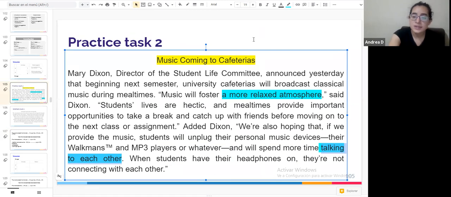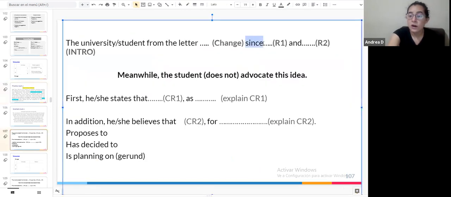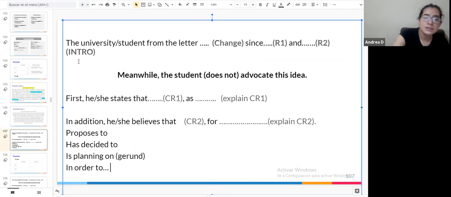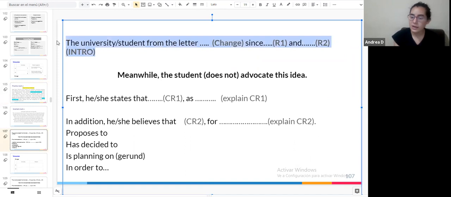You can use the word since here, that means because, or you can also sometimes use the word in order to, which might be a bit shorter sometimes. You could say, the university proposes to broadcast music in the cafeterias in order to create a more relaxed atmosphere and for students to connect, okay? Or since they want, whatever you want, but it's just gonna be one sentence, okay?